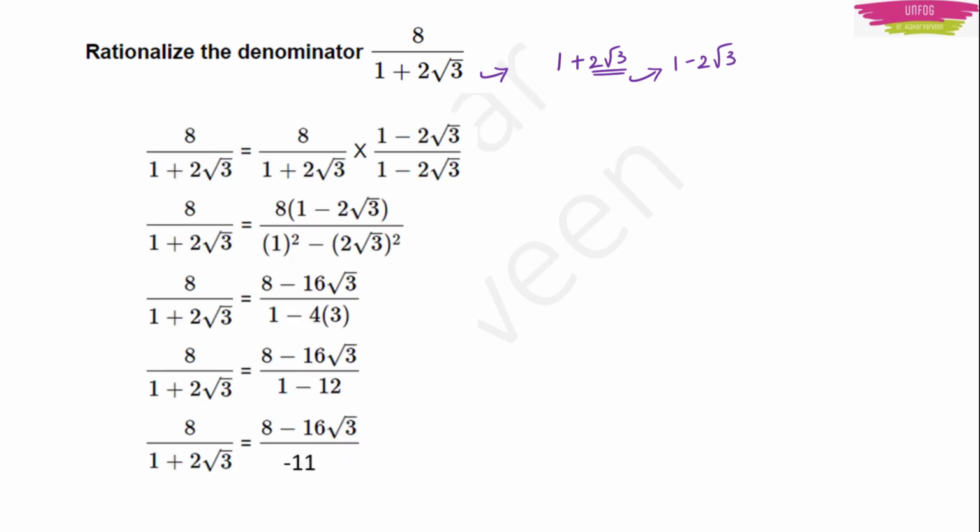Then you proceed. What is there in the denominator? Every time you will get it like this: a plus b into a minus b, which will be a square minus b square. That you will have to do, and then you will get the answer.